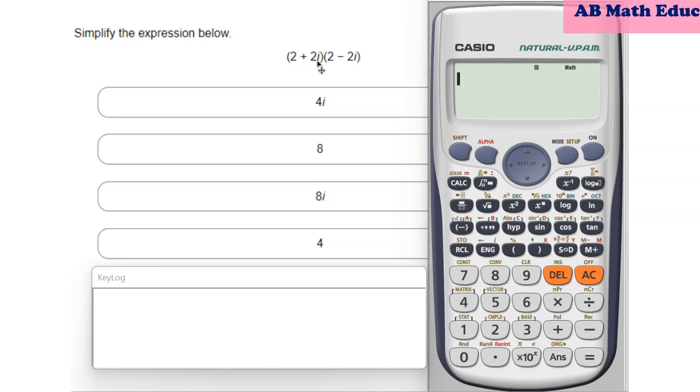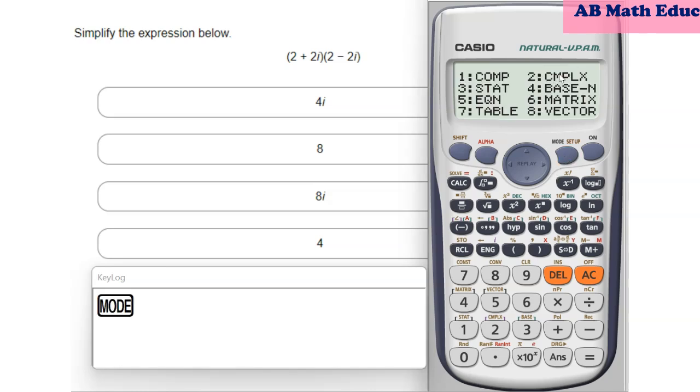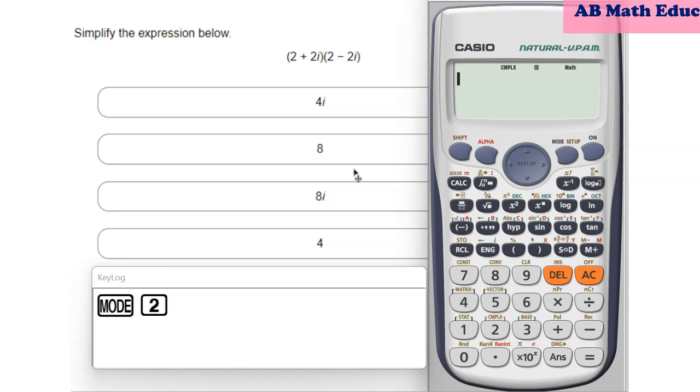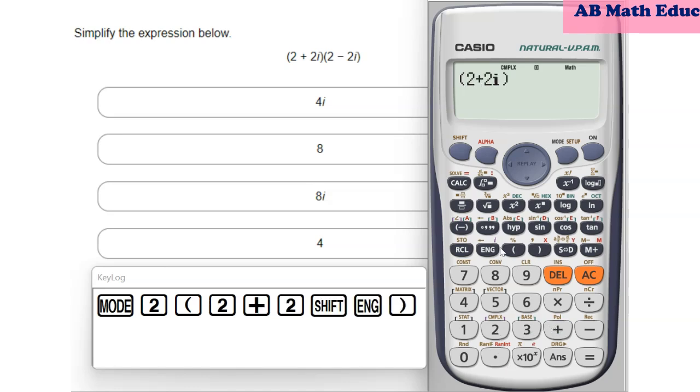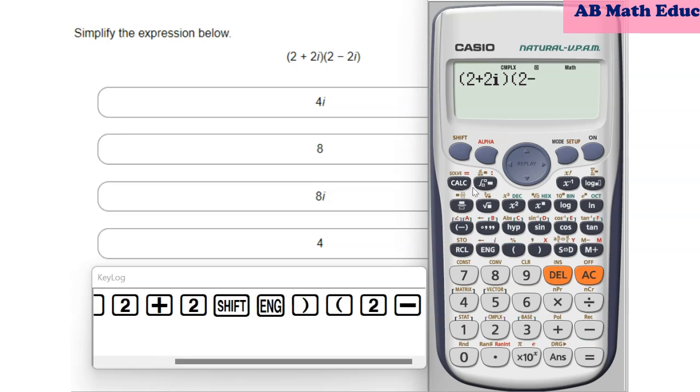Before you can get the i, which stands for the imaginary number, you need to go to the mode and change it to complex, which is option 2. That's the first thing that we have to do. Now let's go ahead and simplify the expression. We pick our parentheses, 2 plus 2i, close it, 2 minus 2i. And boom, you're done. You got your 8.